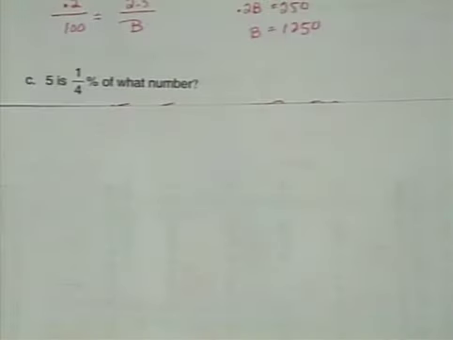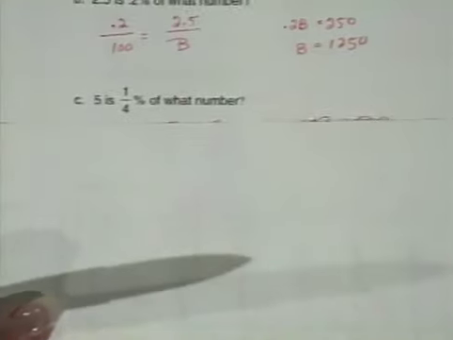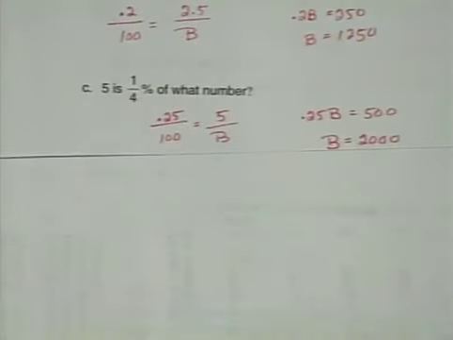This one's a little unique. 5 is 1/4% of what number? What are we going to use for R? 0.25, that's right, 0.25 over 100. I like using that decimal instead of the fraction. So I've got 0.25 is to 100 proportionally the same as 5 is to B.